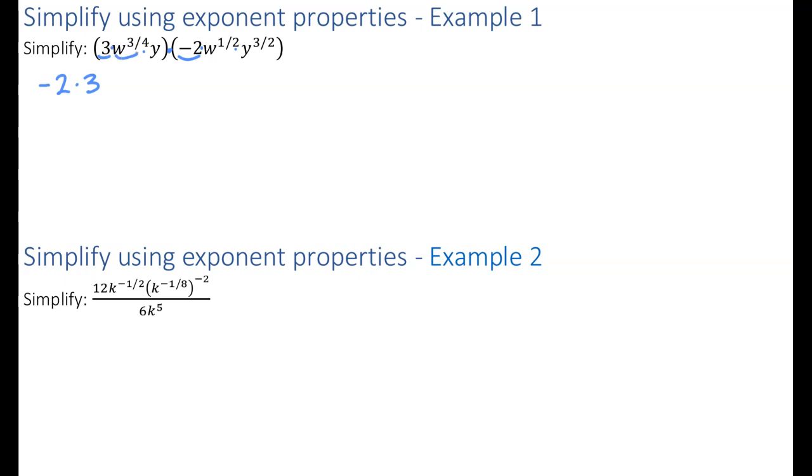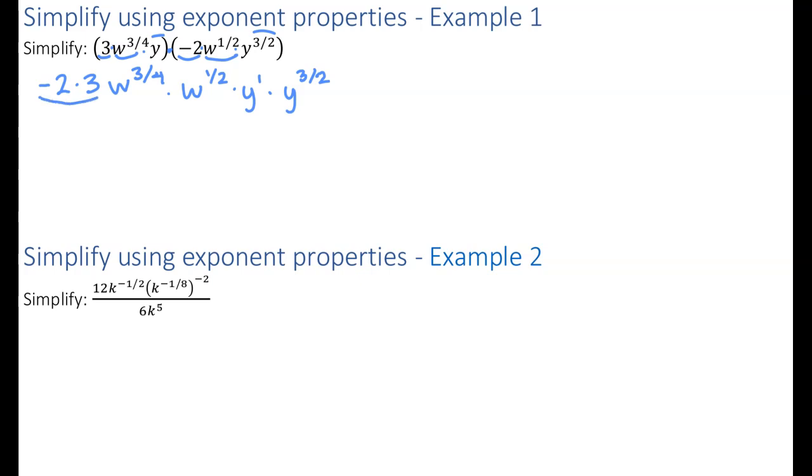I also expect to be able to do something to combine the w's. So next I'll put w to the 3/4 times w to the 1/2. And I'll also hope to combine the y's. So I have a y to the 1 and a y to the 3/2. So again, you don't have to write this step in as you get going if you're feeling comfortable, but this is how I'm grouping things in my mind.